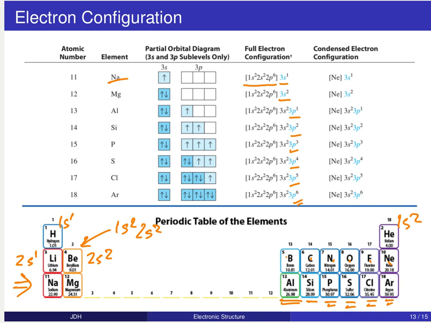Now notice argon, it is a noble gas, so of course it would have the same sort of thing. As you start moving into the 4th row, we could use this electron configuration of argon to quickly reference the condensed electron configuration for 4th row elements.